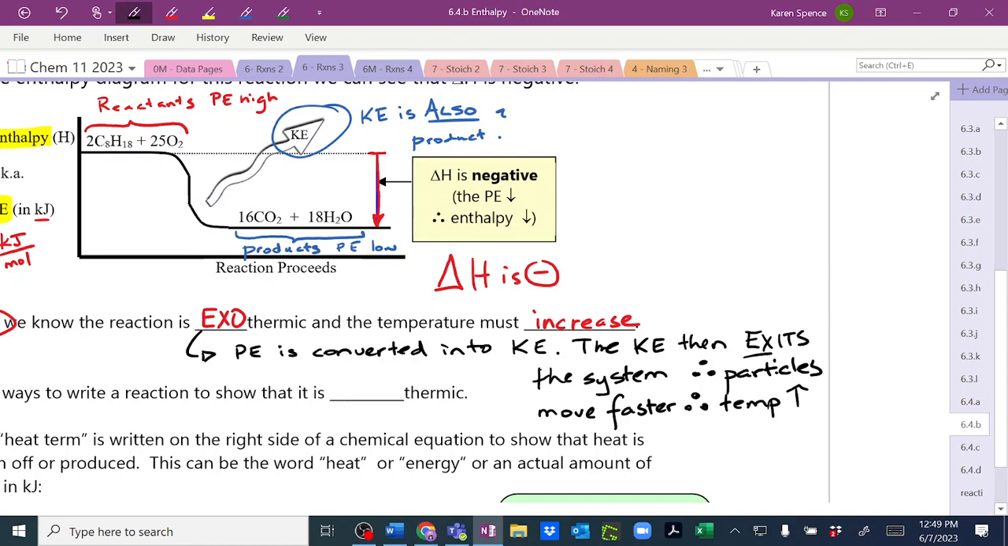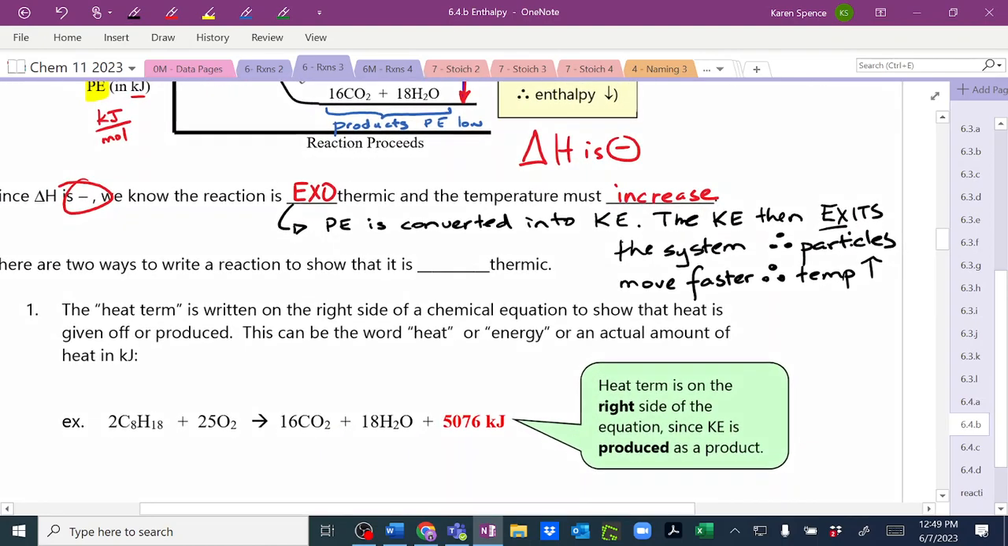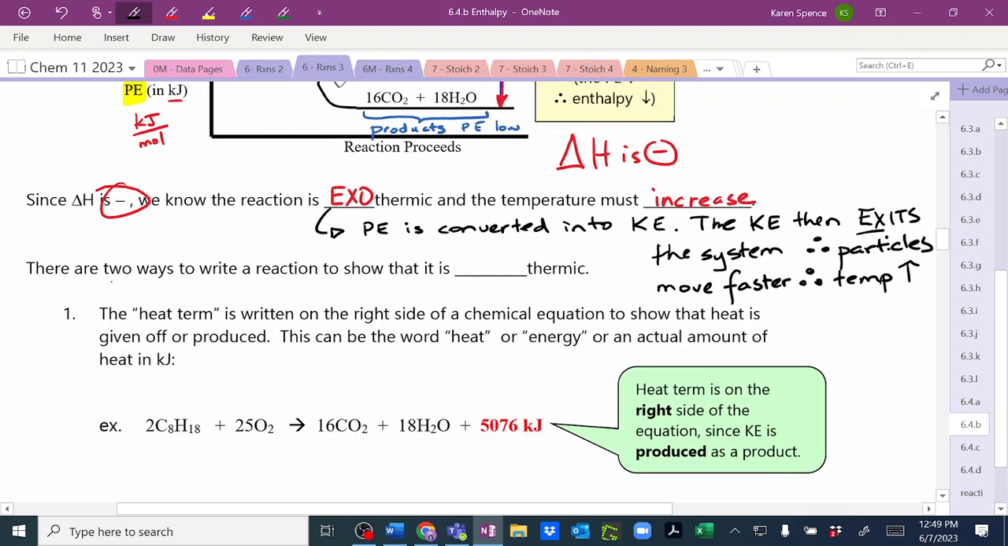So there are two ways to show in a reaction that a reaction is exothermic. We can take the heat term and we can write it in the, where should the heat term go? Should it go in the reactants or the products? It goes in the products. So the heat term goes in the products.